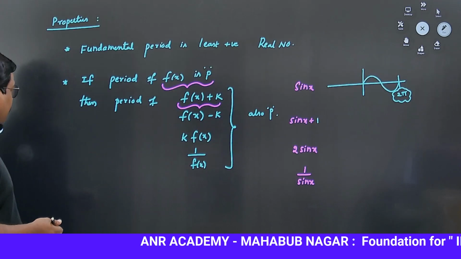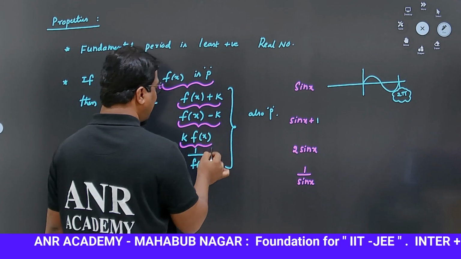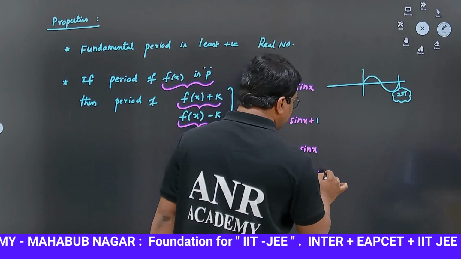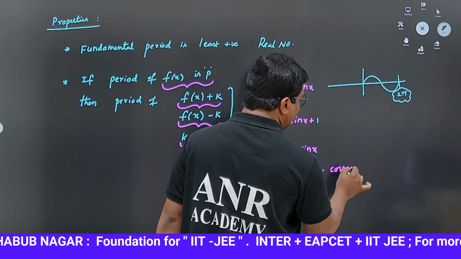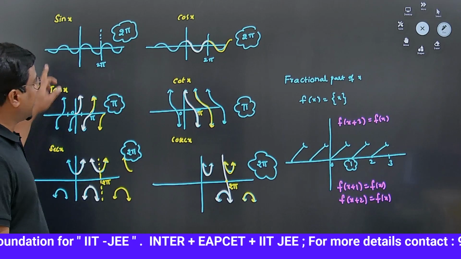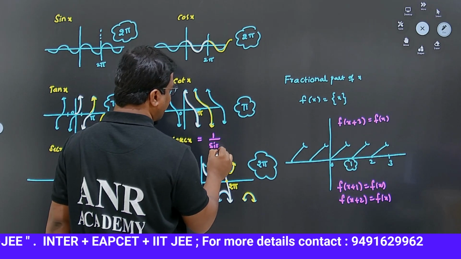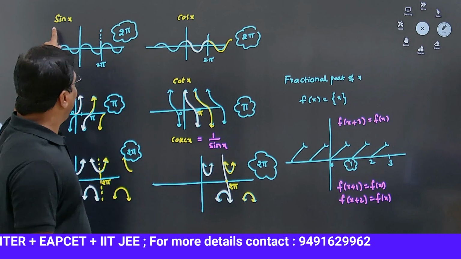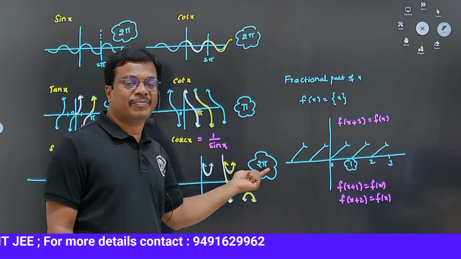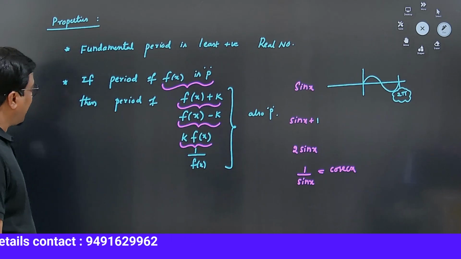Next, addition or subtraction or multiplication. Next, reciprocal. You know that the reciprocal of sin x is cosecant x. And by the trigonometric graphs, it is very clear that cosecant x is written as the reciprocal of sin x. If the period of the function sin x is 2 pi, then its reciprocal is also of period 2 pi by this example. Next property.